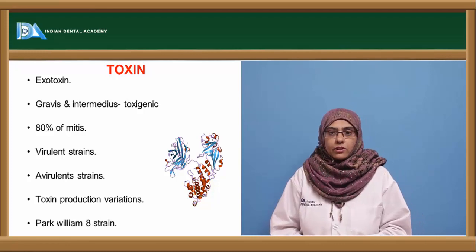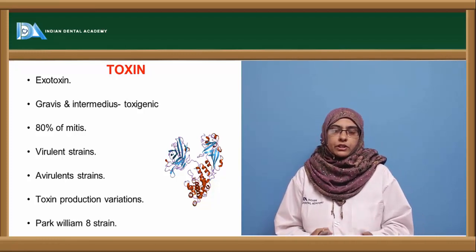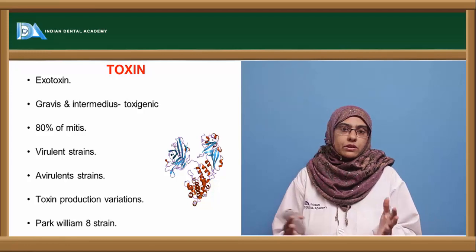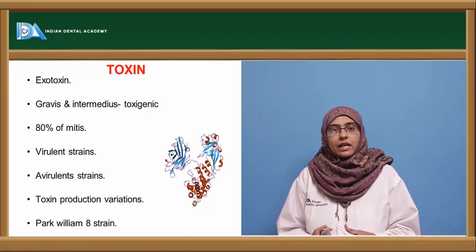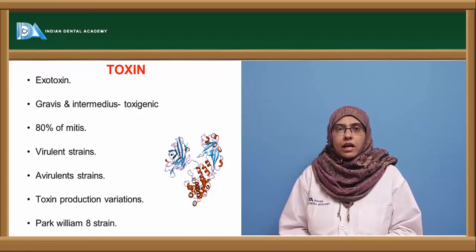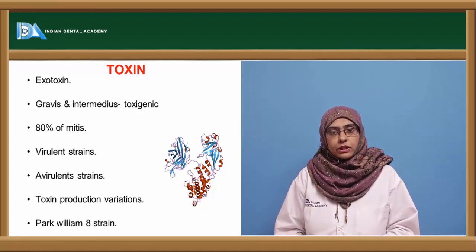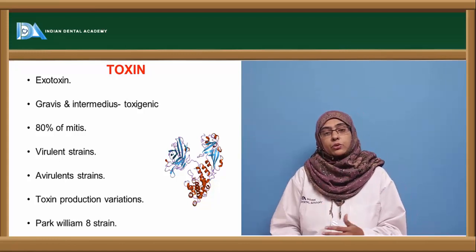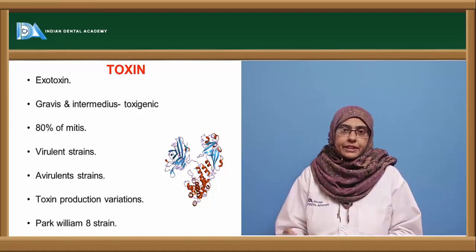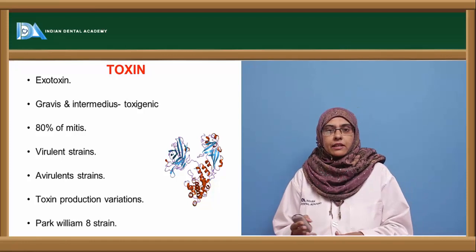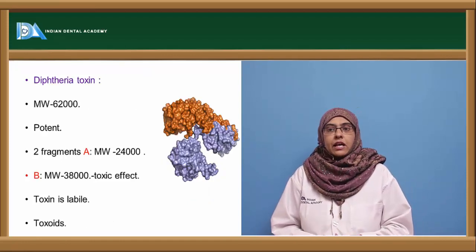Now coming to toxin production, the production of the toxin varies from one strain to the other. Some strains can produce an abundant amount of toxin, whereas some produce a lower amount. The strain that is mostly used to produce toxin in the laboratory is the Park-Williams 8 strain, belonging to the gravis and mitis types.